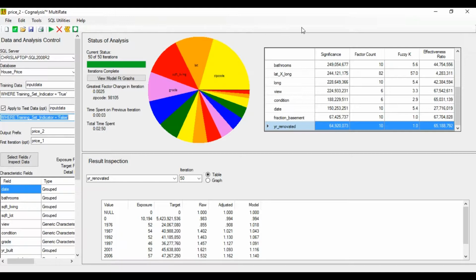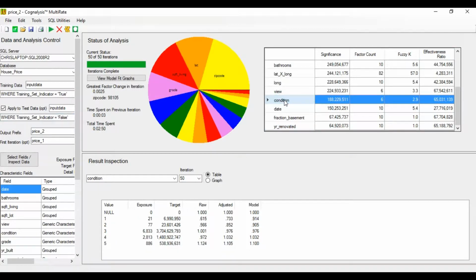Looking at this upper right panel, for each characteristic that's included in our model we have a different value calculated here. We've got a significance, a factor count, fuzzy k, and effectiveness ratio. Let's look at this condition field. For significance, we're not talking about a statistical significance. Instead, what we're talking about here is a practical significance.